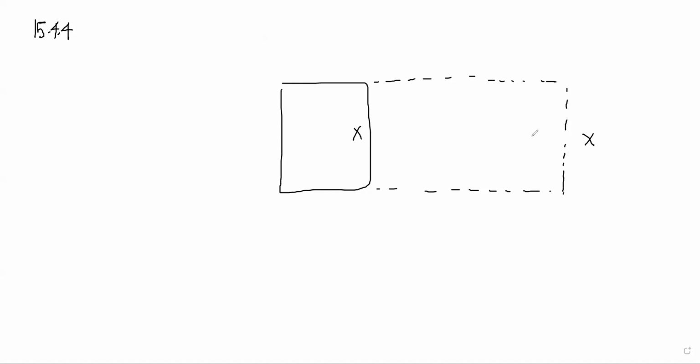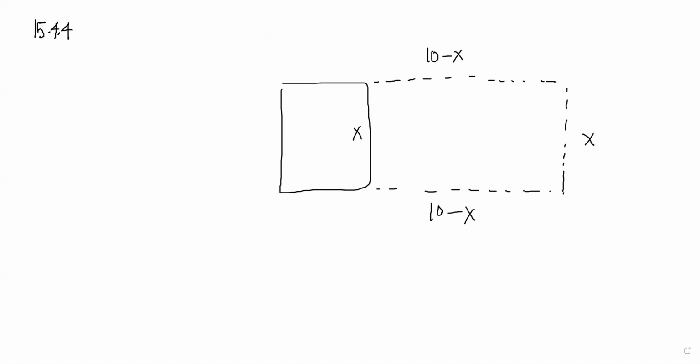How is the other side 20 minus 2x? Sorry, the other side is 10 minus x. Sorry, the other two sides together is 20 minus 2x, so one side is 10 minus x. And then if you solve that equation, you will get negative x squared plus 10x.